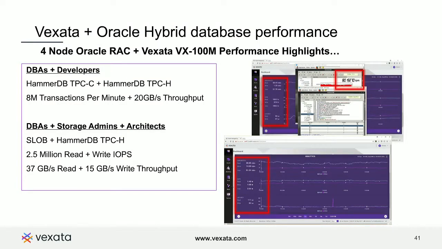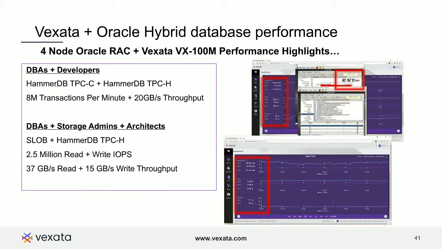Before we see the demo, I would like to explain what this demo is all about. As we know, we have a 4-node Oracle RAC running with the Vexata VX100M scalable storage array. Here we did 2 tests. The first test is meant for DBAs and developers, and it provided results in transactions per minute and throughput. I used the HammerDB TPCC application to mimic the OLTP workload, and HammerDB TPCH to mimic the OLAP workload. TPCC provided 8 million transactions per minute, while at the same time TPCH did 20 gigabytes per second throughput. We are going to see this one.